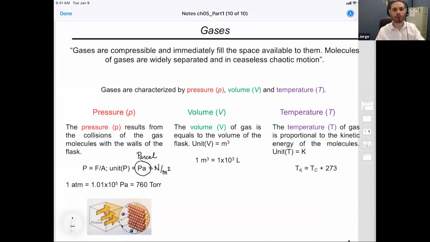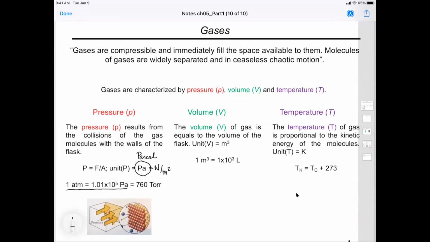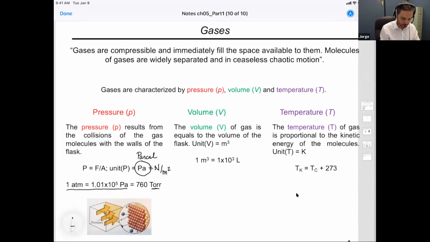Other common units for pressure. ATM is a very common unit. 1 ATM is equivalent to 1.01 times 10 to the 5 Pascal. And the other very common unit for pressure is called the Torr, and the symbol is Torr. And the equivalence here is that 1 ATM corresponds to 760 Torr.